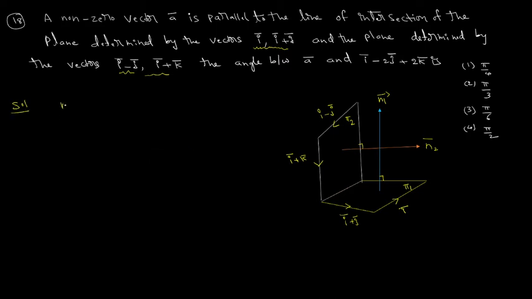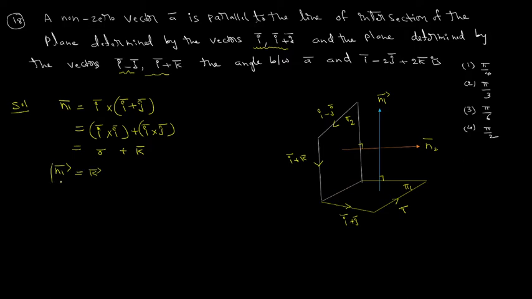So first find n1 bar and n2 bar. Find out n1 bar. n1 bar is normal to the plane determined by these two vectors, that's why n1 bar equals i bar cross i bar plus j bar. This is i bar cross i bar plus i bar cross j bar. I bar cross i bar will be 0 bar, plus i bar cross j bar is k bar. Therefore the vector n1 bar equals k bar. This is the normal for the first plane.